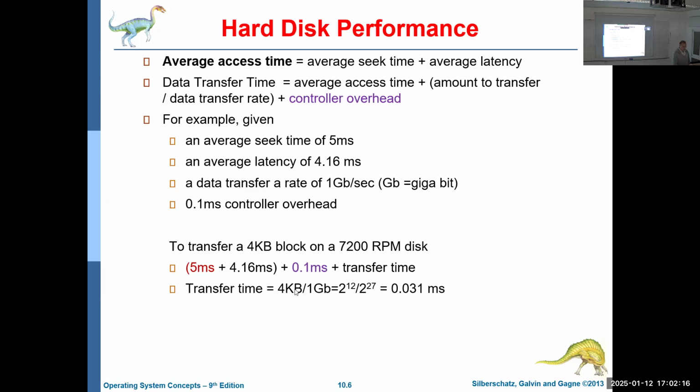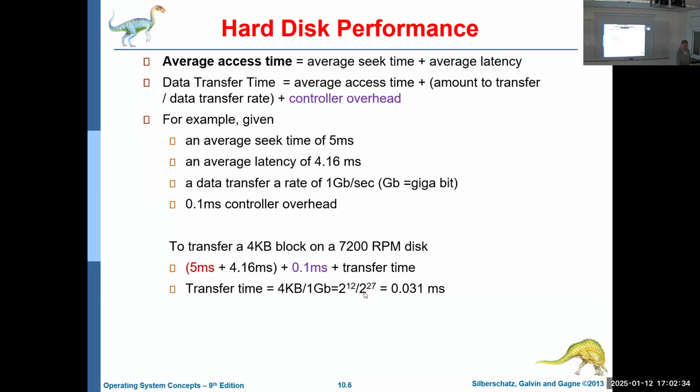So what is this? 4 kilobytes is 2 to the 12th bytes, right? 4 kilobytes, a kilobyte is 2 to the 10th, and 4 is 2 to the second. 2 to the second times 2 to the 10th is 2 to the 12th. So that's 2 to the 12 bytes.